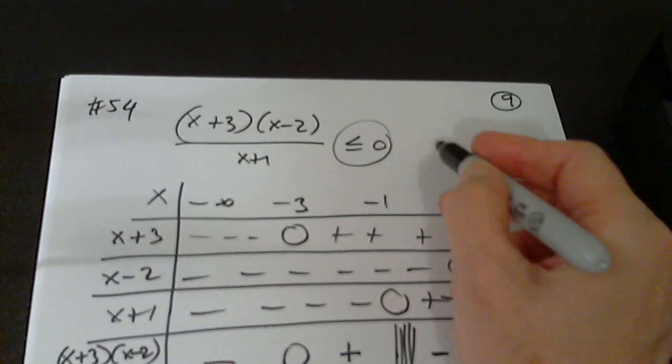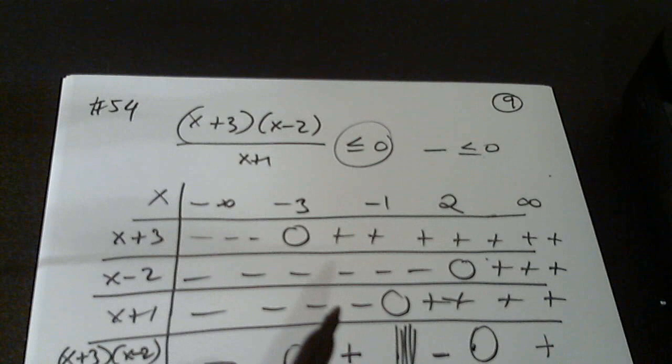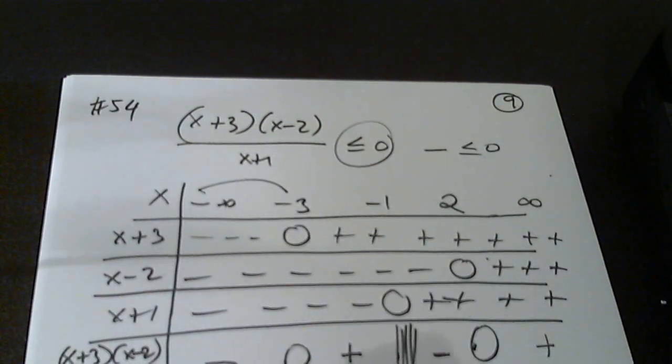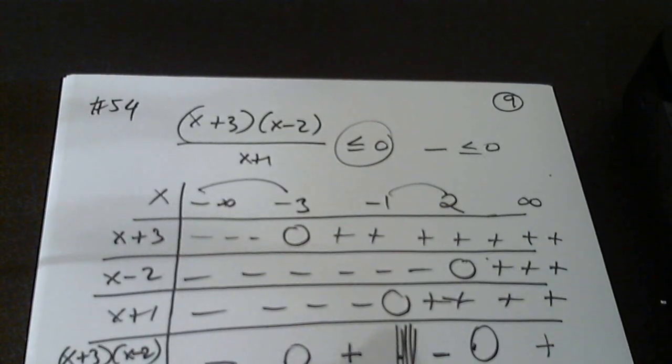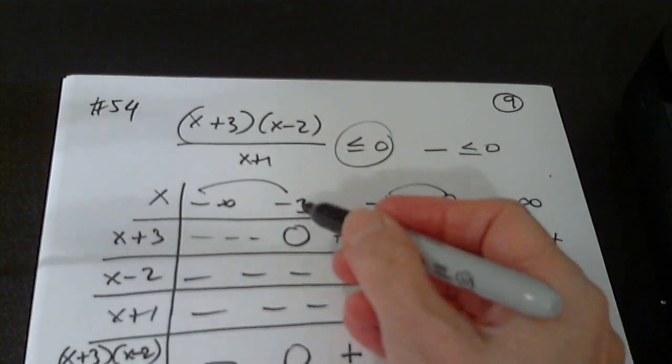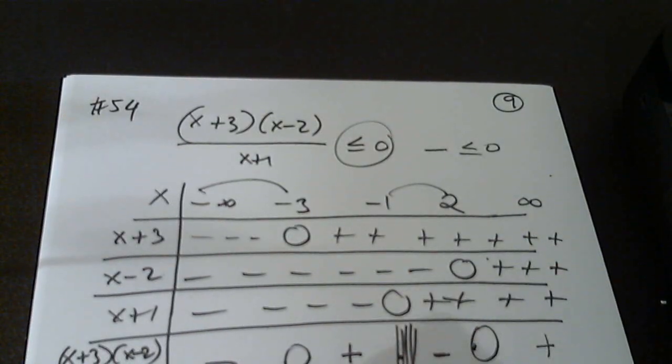What am I after? Again, I'm after negative. Aha. Not -1, but the equal symbol. Negative infinity, -3 closed, union, -1 not closed, but 2 closed. So x in this interval.